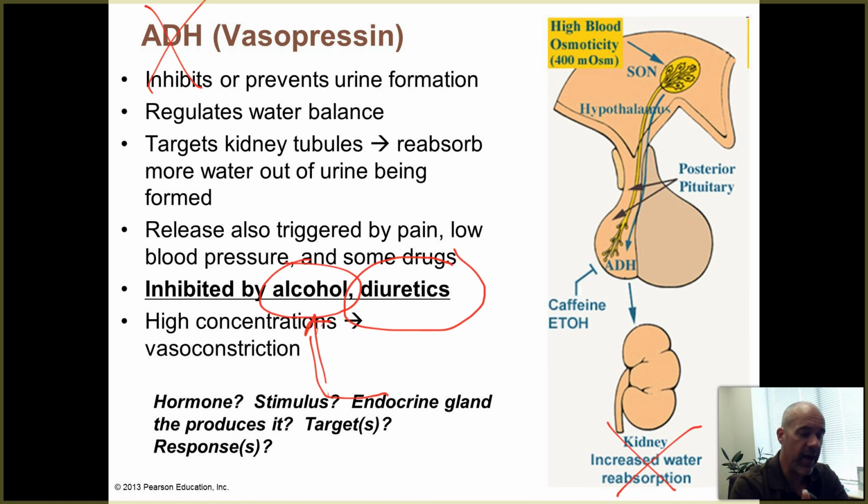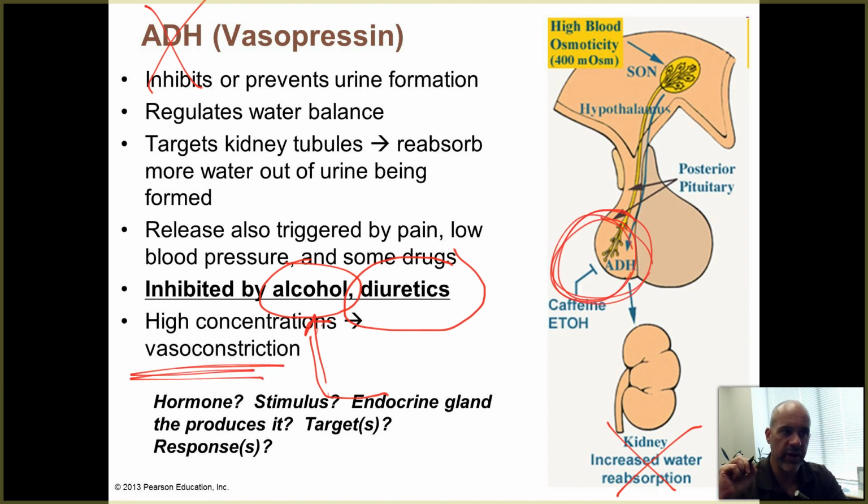ADH also, in very high concentrations, so when there's a lot of it being secreted out of the posterior pituitary, it triggers vasoconstriction. So that's where it gets its other name, vasopressin. And now think about what happens to your blood pressure if you constrict the walls of, or think about a garden hose. If you press on the walls of the garden hose, water pressure goes up. Same thing with your blood vessels. If you constrict the walls of blood vessels, your blood pressure goes up. So that's another way that ADH can help raise your blood pressure when needed.